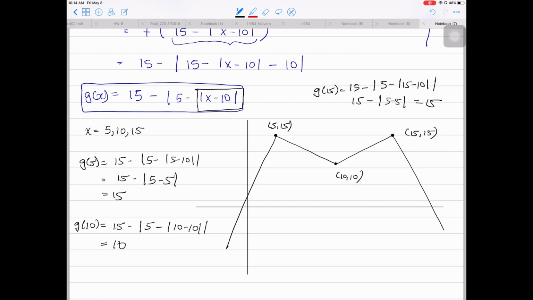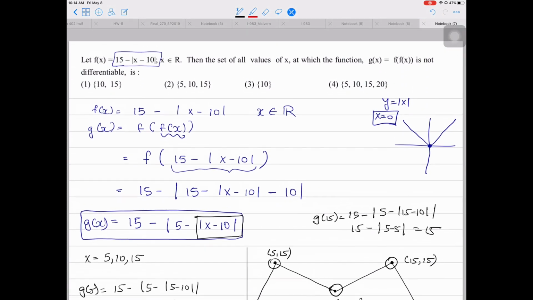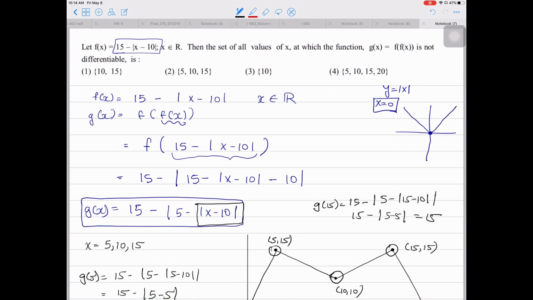So we know that we have three key points, point A, point B, and point C. So x equals 5, 10, and 15. g of x is not differentiable there, which is our answer, and it should be option 2.